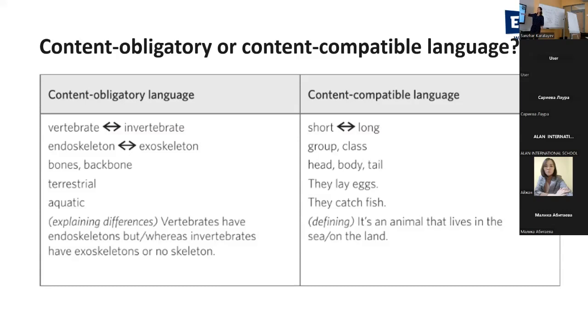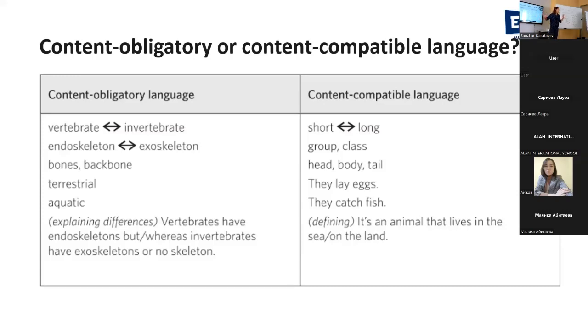Yes, she just used simple, compatible words. She didn't want them to speak using the terms. Yes, the content is important, but at the level of understanding. If they understand, if they communicate using these compatible words, that is enough.